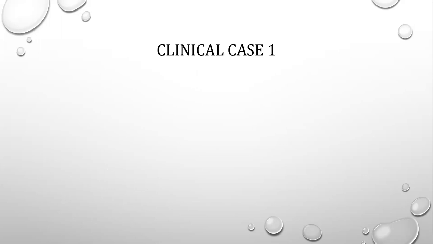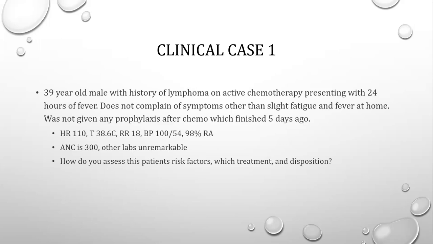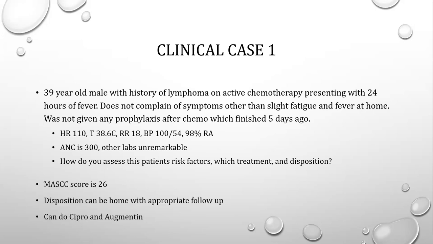So looking back at our clinical cases, the 39-year-old who clinically doesn't look that bad, maybe a little bit tachycardic, tolerating PO, his risk stratification score is 26. He has good follow-up, so it would be appropriate based upon the guidelines presentation, as long as he looks good, to discharge him home with appropriate follow-up. You can do Cipro and Augmentin. Those are recommended by the guidelines.